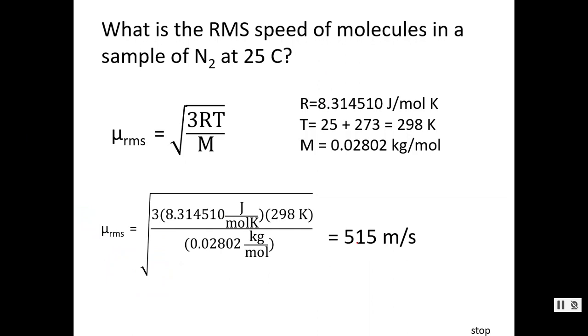So you should know what affects the RMS speed of molecules, molar mass and temperature, and you should be able to calculate it given the appropriate information.